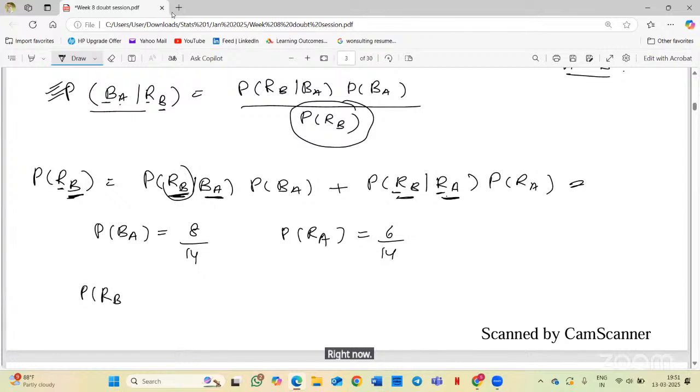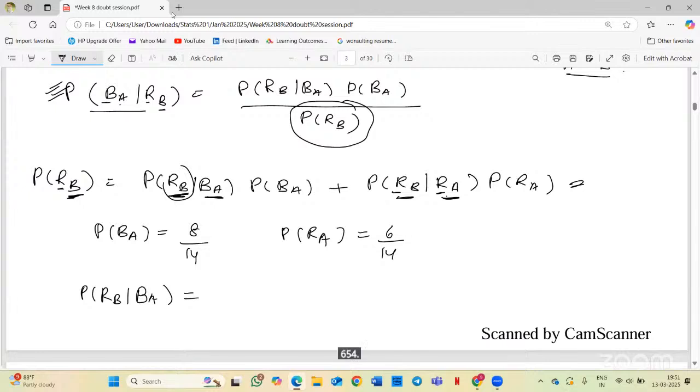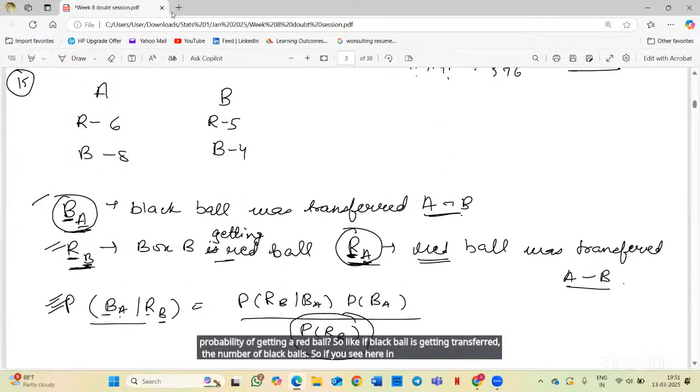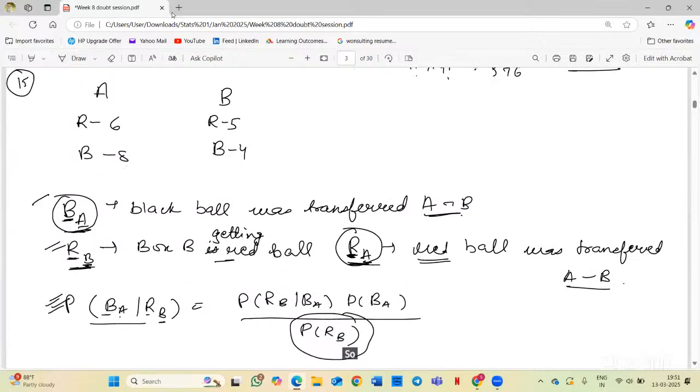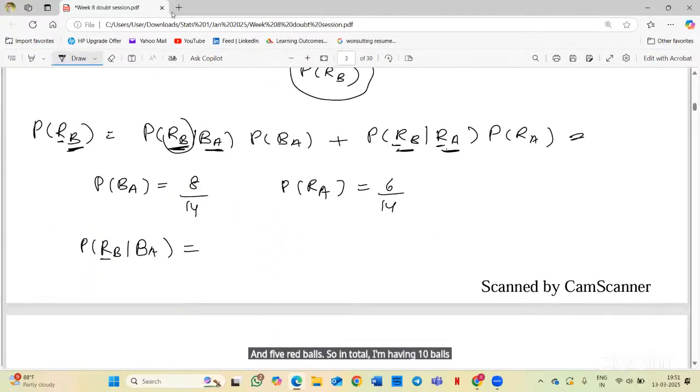Now, probability of RB given BA. This would be equal to, that means it is given that the black ball is getting transferred. So what is the probability of getting a red ball? If a black ball is getting transferred, in box B the number of black balls is 4, so after transferring I'm having 5 black balls and 5 red balls. In total, I'm having 10 balls, so it would be 5 by 10.